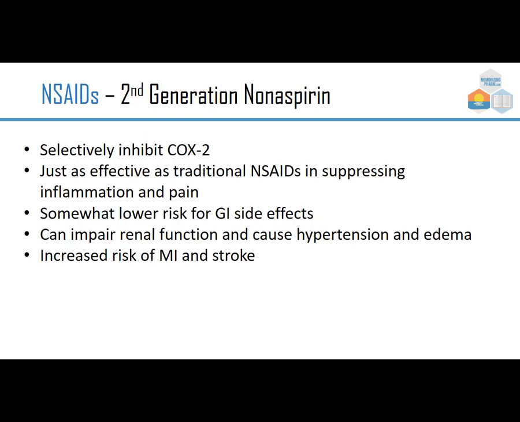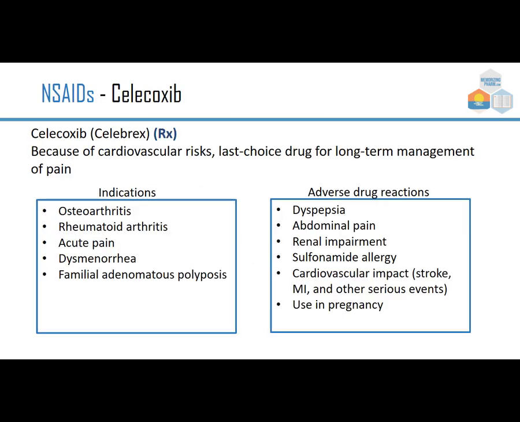The second generation selectively inhibits COX-2, and it's just as effective as traditional NSAIDs in suppressing inflammation and pain, but there's somewhat lower risk for GI effects. It can impair renal function, cause hypertension and edema, and increase risk for MI and stroke. The example here is celecoxib, or Celebrex, and because of the cardiovascular risk, it's one of the last choice drugs for long-term management of pain.